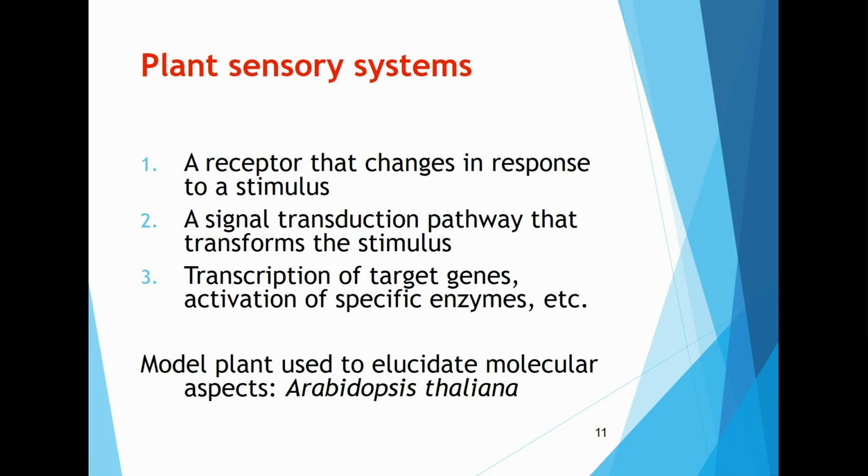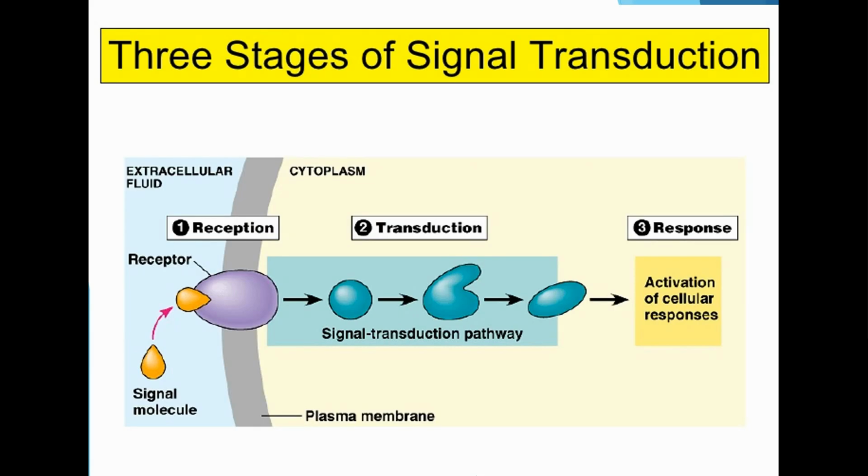Just bear in mind, I have mentioned before that Arabidopsis is our model plant in terms of molecular aspects. So most of what we discuss is based on Arabidopsis, but because this is the model, we just translate it to other species. So remember your 3 phases: reception, transduction, and responses.